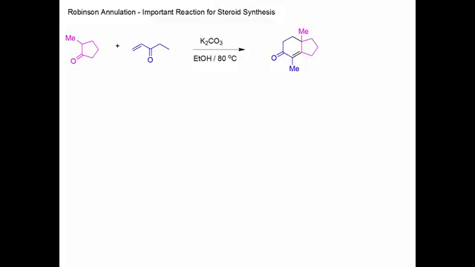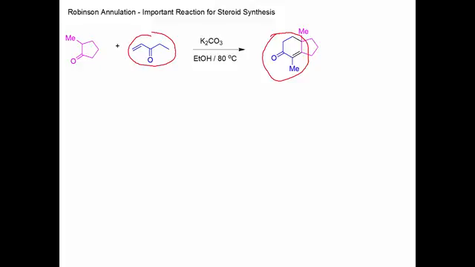Okay, so typically what happens in the Robinson annulation is that we have a simple ketone and an alpha-beta unsaturated ketone like this. We're going to treat it with base at high temperature, and this reaction usually has to go for several days, and we're going to form a new 6-membered ring. So a 6-membered ring will be added to whatever substrate you had before. Okay, so let's look at this reaction here. Let's look at its mechanism.